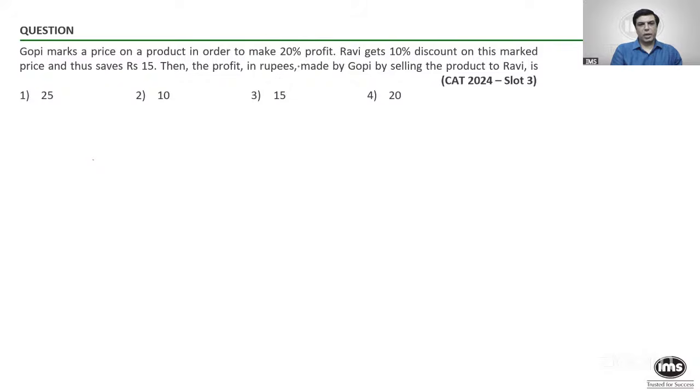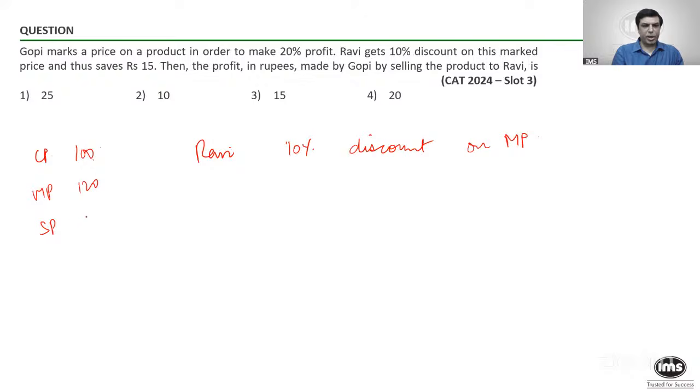See, Ravi has got a 10% discount on marked price. In one of the methods we saw just now, if we assume the cost price is 100, then your mark price is 120. And when you offer 10% discount on that, your selling price is 108, which means 8% profit, right? So Ravi is getting 10% discount on mark price and Gopi is making 8% profit on cost price.